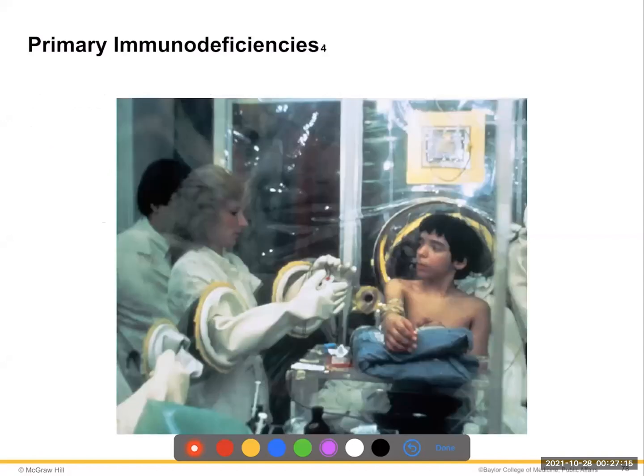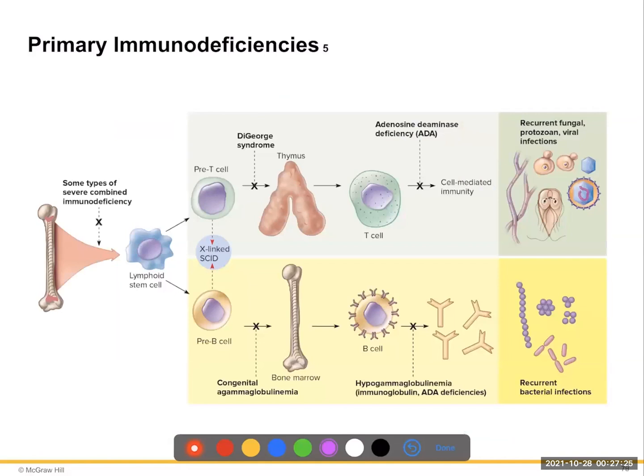Okay. This is like bubble boy. We get these immune diseases where they can't come in contact with any allergens, or you get severe infection where the immune system just doesn't work. So some types of combined deficiencies, this is your stem cell. Then we can break into B cells and T cells. Okay, DiGeorge syndrome stops it right here before it gets to the thymus, so you don't have T cells.